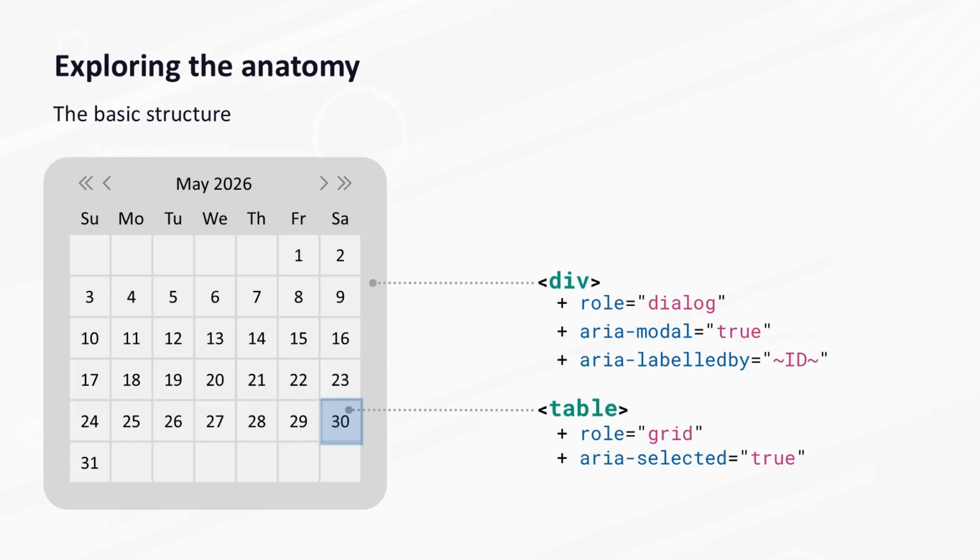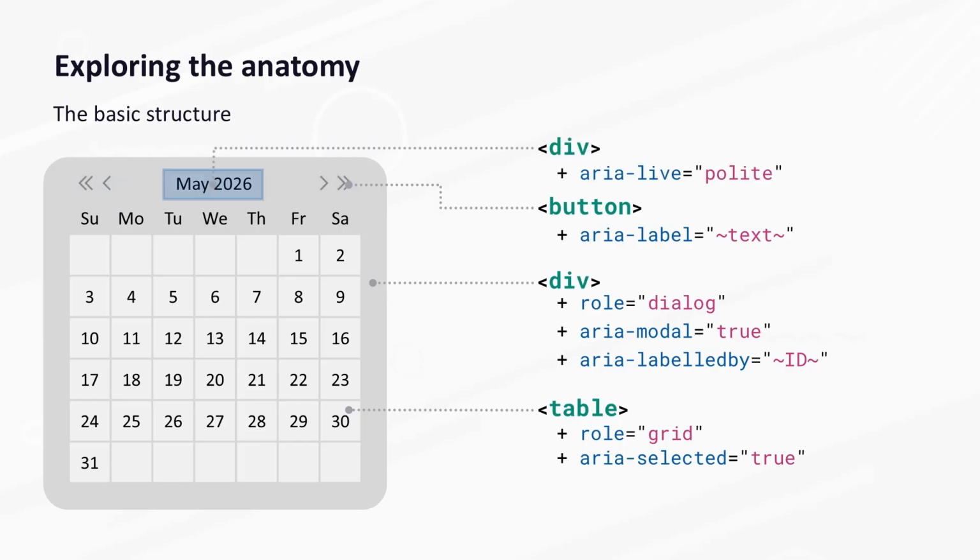Month and year navigation is handled by buttons inside the dialog. Using these buttons, update the visible calendar dates. This is placed in an ARIA live region and keeps screen reader users informed when the displayed month changes.